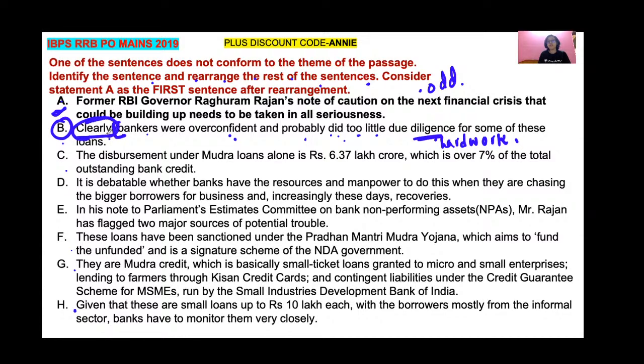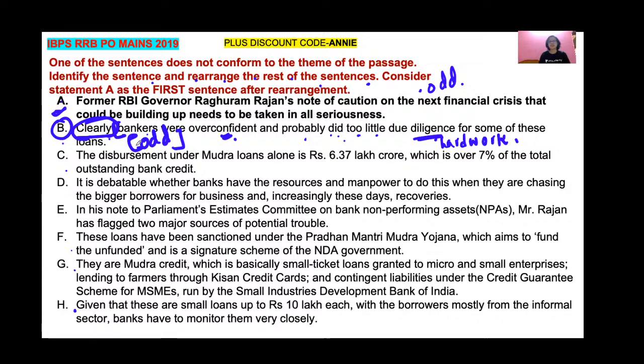The sentence starts with the word clearly, which means there should be such sentences that indicate that bankers were overconfident, but we cannot find any such sentence, right? If I say Mohan has scored very well in his exam, clearly he was working hard for his exam. I could use the word clearly because before this sentence I have said that Mohan has performed well, so I have said something to substantiate the second sentence. But here we do not have any sentence which indicates that the bankers were overconfident and they did not do any hard work. That's why B is the odd sentence.